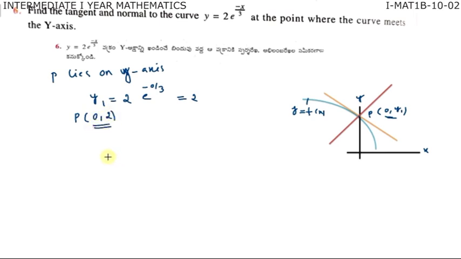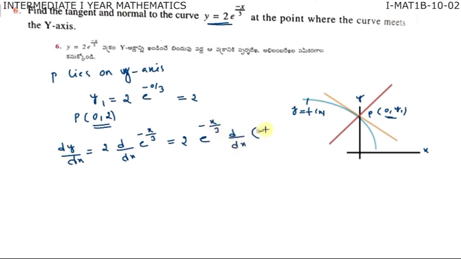After getting the point, now find the slope of the tangent. For that, differentiate this curve both sides with respect to x. dy by dx is equal to 2 constant, derivative of e power minus x by 3. Now 2 as it is, derivative of e power x is the same, e power x. Again the derivative of minus x by 3, so here minus 2 by 3 constant as it is, e power minus x by 3, derivative of x is 1.